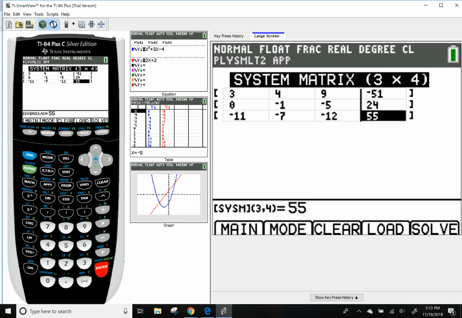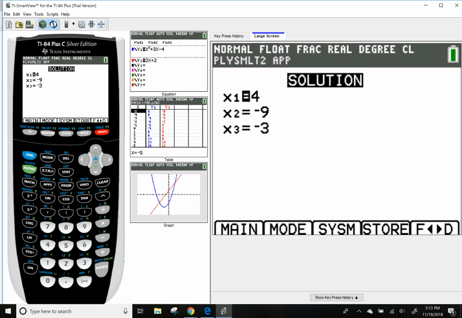All I need to do is solve. To solve, I'll just hit the graph button, because the graph button's right below solve, and it tells me my x, y, and my z. It says x1, x2, x3, but it is your x, y, and your z. X is 4, y is negative 9, and z is negative 3.